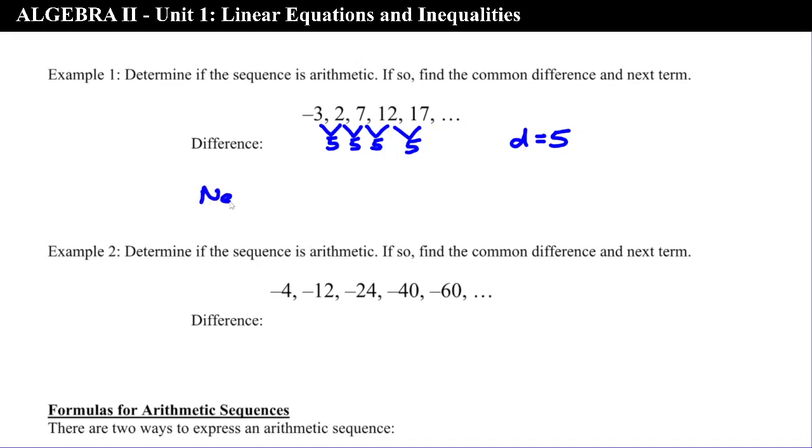Well, if we want to find the next term, all we have to do is simply take the last term in the sequence that was given, 17, and add our common difference, 5, and so we find that our next term is 22.